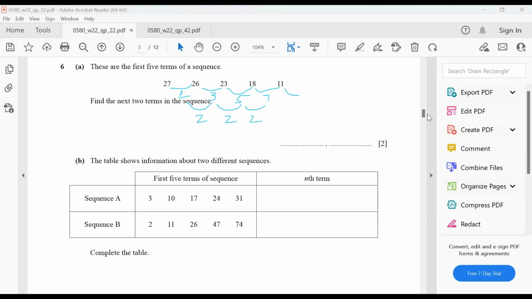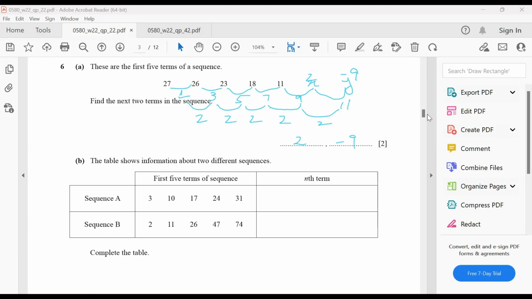So if we have to find the next two terms in the sequence, that means this, x and y. So we see that this is getting added by 2. So then we add 2 again over here, which will give us 9. And then we add 2 again over here, which will give us 11. Now we do 11 minus 9, that is 2. And then we do 2 minus 11, which is minus 9. So the next two terms in the sequence are 2 and minus 9.